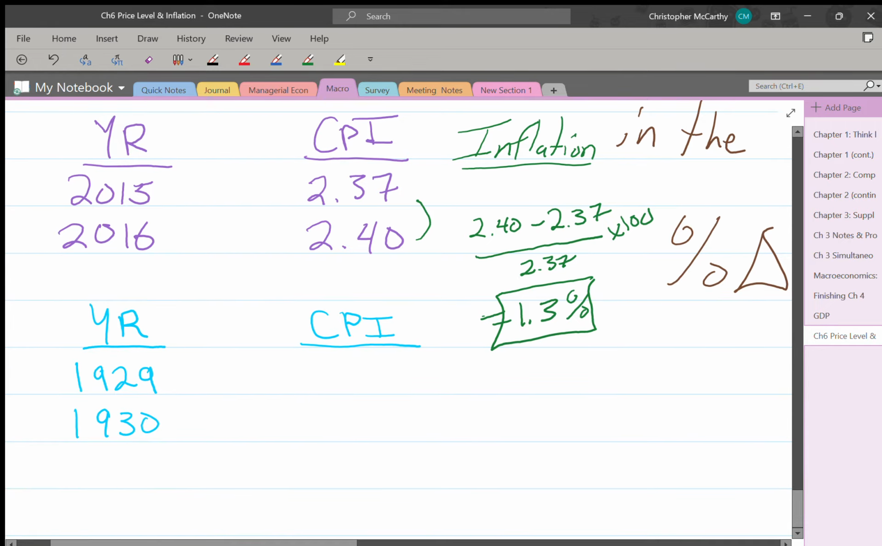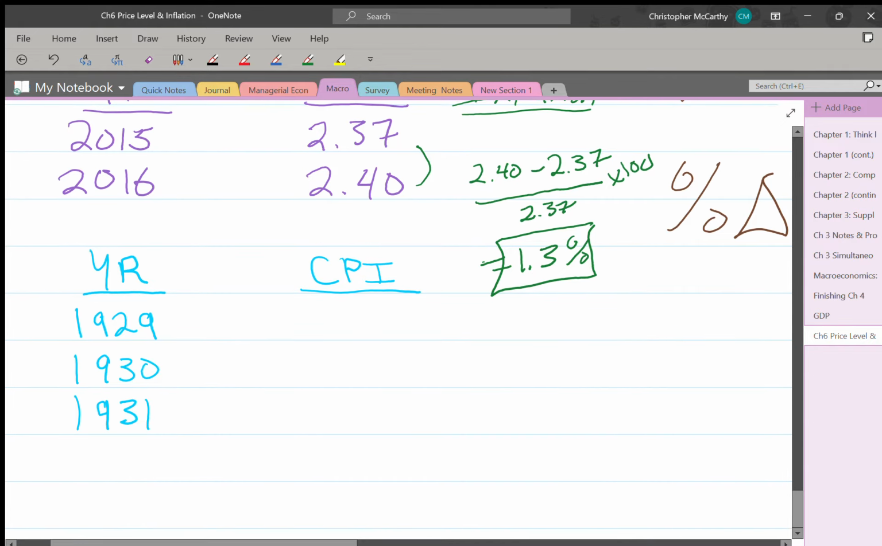So we know that economic output fell. We know that unemployment increased to near 25%. We know that stocks lost a third of their value. But what happened to the price level? What happened to the price level? We can use the consumer price index to figure that out.